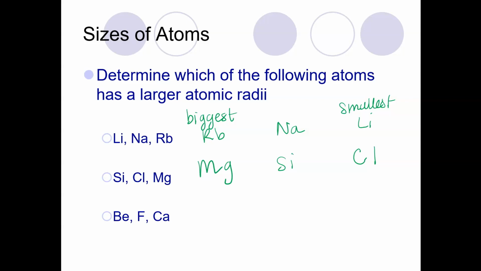Last example, we've got beryllium, fluorine, and calcium. So these are not all in the same group or all in the same column.